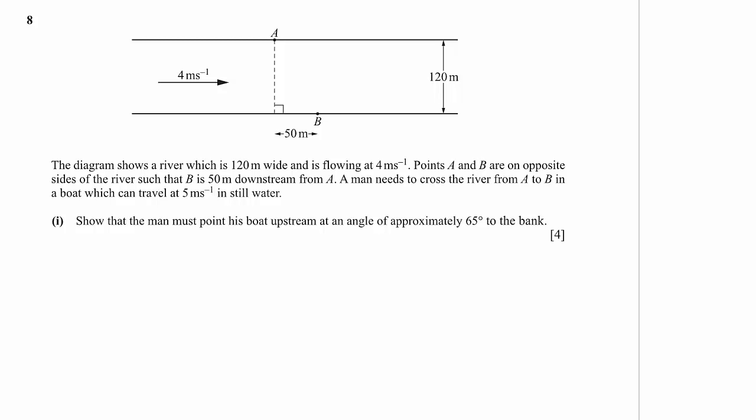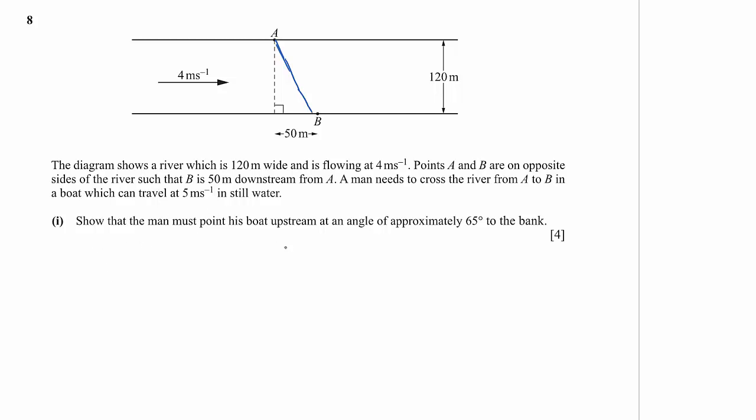The diagram shows a river which is 120 meters wide and is flowing at 4 meters per second. Points A and B are on opposite sides of the river such that B is 50 meters downstream from A. A man needs to cross the river from A to B, so he's going in this direction, in a boat which can travel at 5 meters per second in still water.